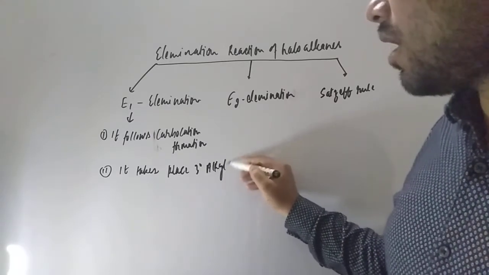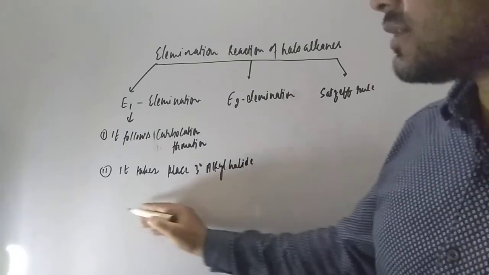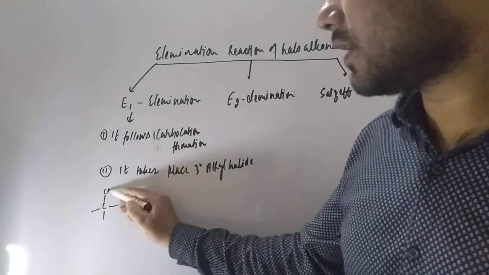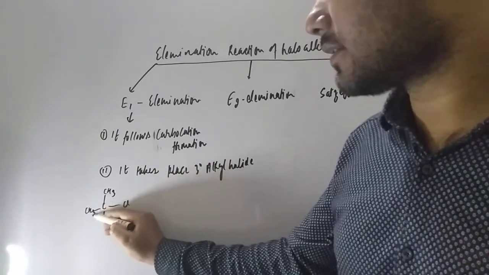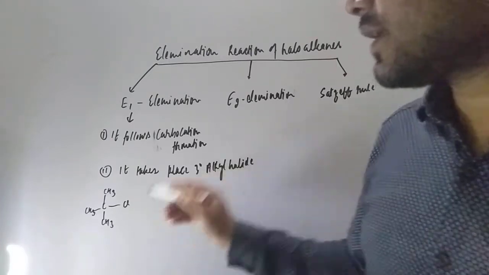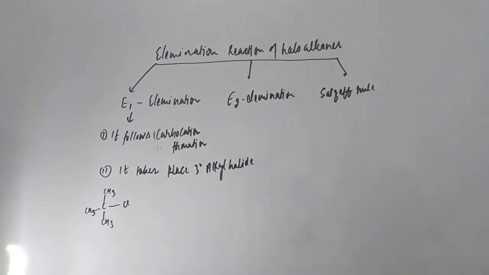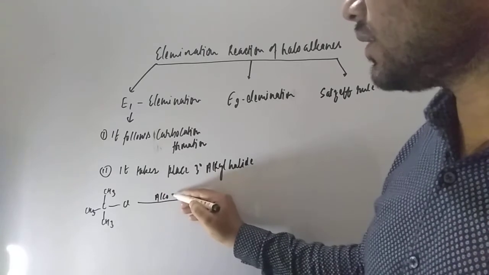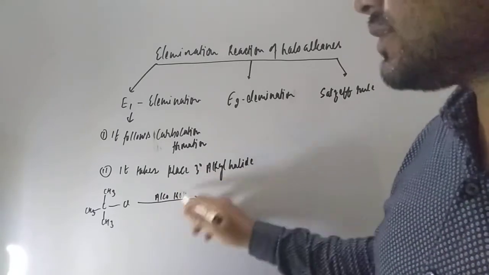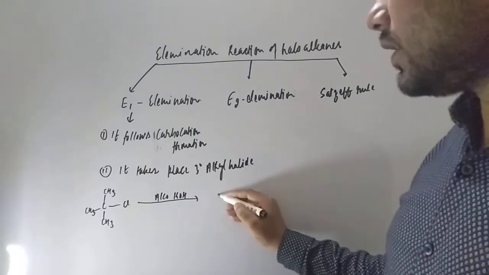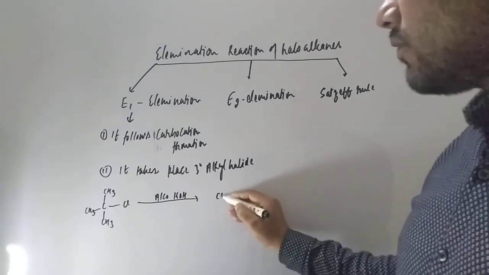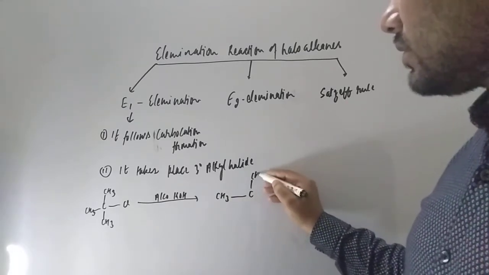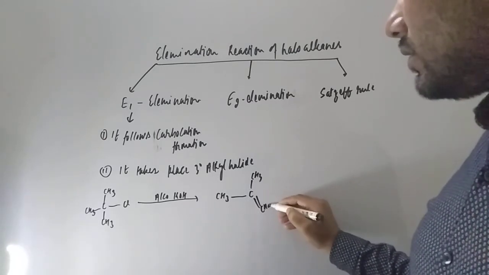halide. Now student, how can you understand this? Suppose we have a 3-degree alkyl halide, with Cl and three CH3 groups. This is reacting with alcoholic KOH, which is a strong base. So it will directly eliminate, and it will not give the substituted product. It will give CH3 and a double bond, CH2.